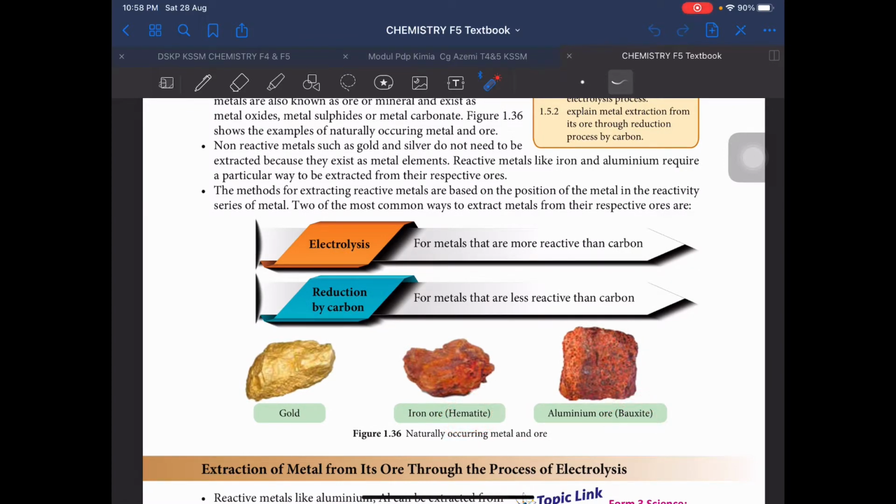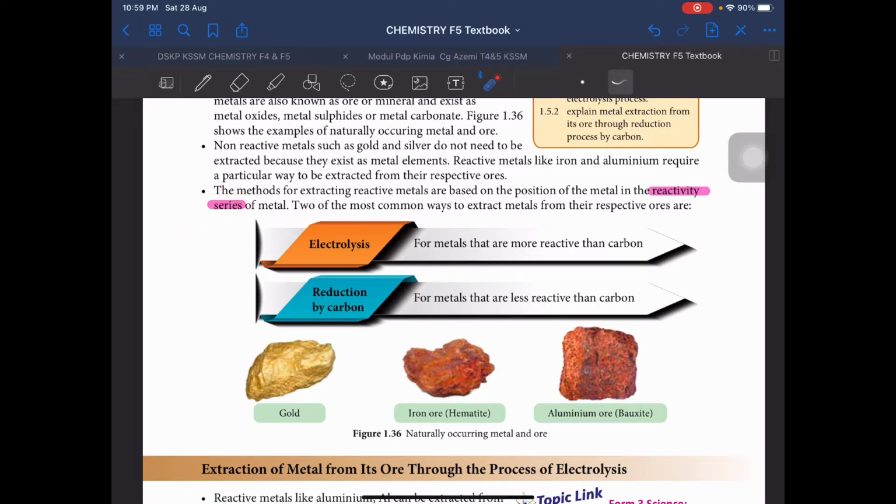So there are actually the methods of extracting metals based on the position of metals in the reactivity series of metal. Nah, I highlight this one for you. You need to hafal another reactivity series. Okay, you already hafal the SEPS kan, Standard Electrode Potential Series. Now you need to hafal another one, which is Reactivity Series of Metal.